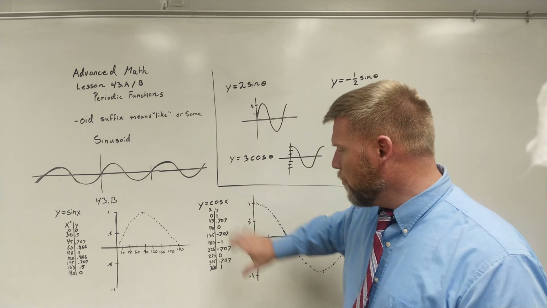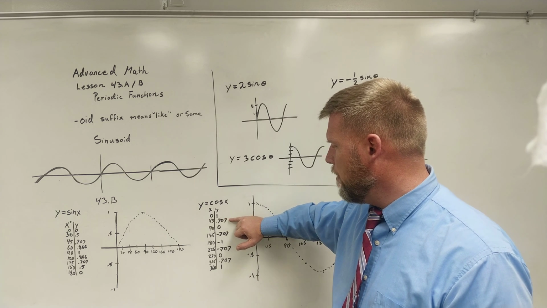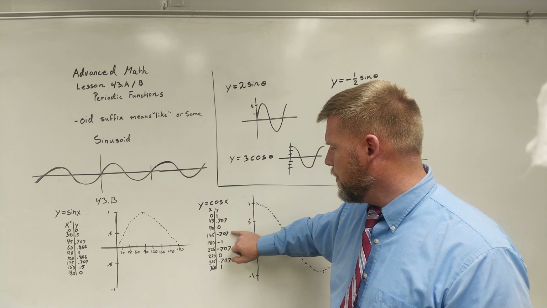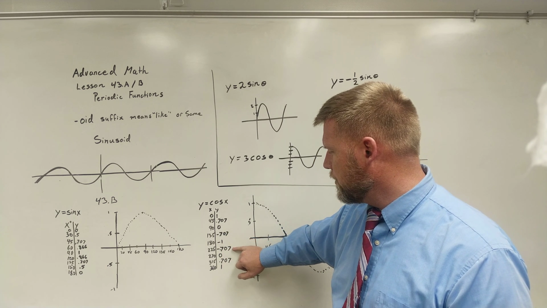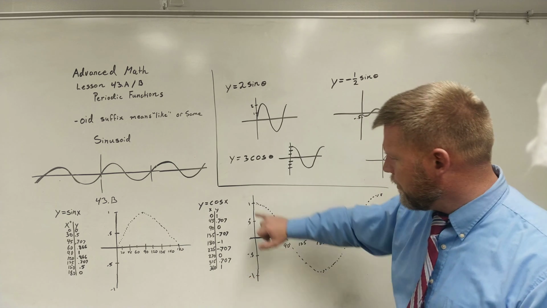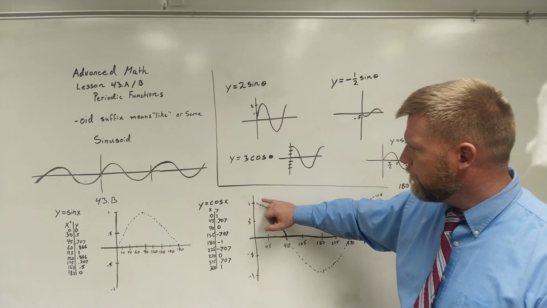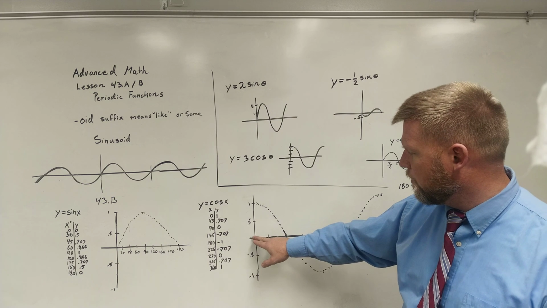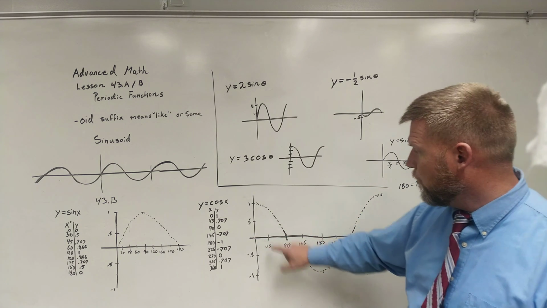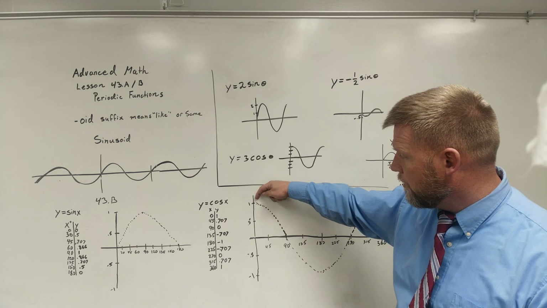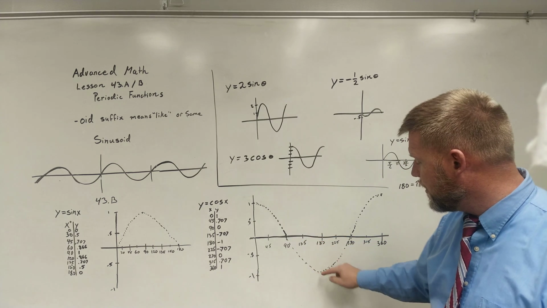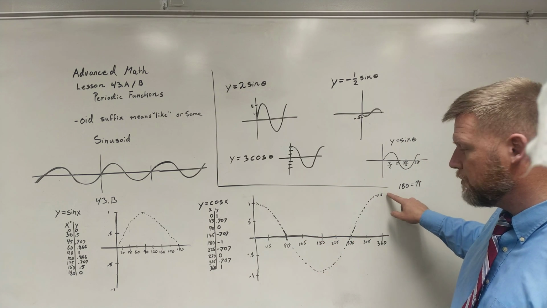So when I start plotting these points, it goes 1, 0.707, 0, and remember cosine of 90 is 0, and then negative 0.707, negative 1, negative 0.707, 0, 0.707, 1. So when we graph this, notice that the sine function when we put in a 0 was at 0. It went up like this and then came back down, right? This one is shifted over, here it is, and it's starting at 1, still going down to negative 1, and then back up to 1.